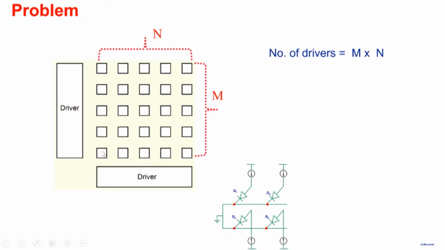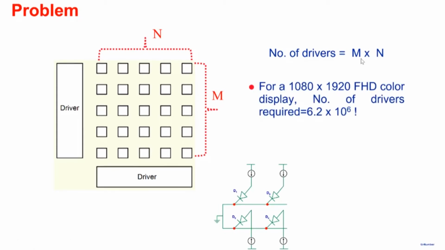The number of drivers: we said in direct addressing, each individual LED has its own dedicated terminal and a current source which drives it, right? So how many terminals do we want, and how many current drivers do we require? Well, we'll require m into n, because each one has its own dedicated terminal and driver. So the number of drivers is m into n.